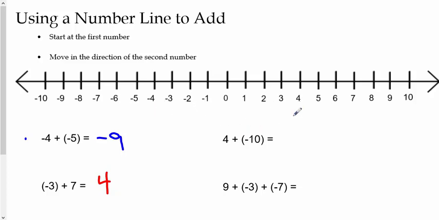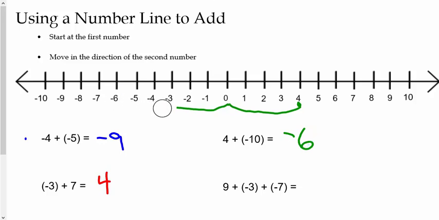Now let's look at the third example, 4 plus a negative 10. Again, I'm starting here at the first number, 4, and I'm adding a negative. I get a penalty of 10. So if I add that negative, I'm going to have to go back on the number line. I'm going to have to go back 10. So it takes me 4 to get to 0, and then another 6 make up that 10. So 4 plus negative 10 is negative 6.